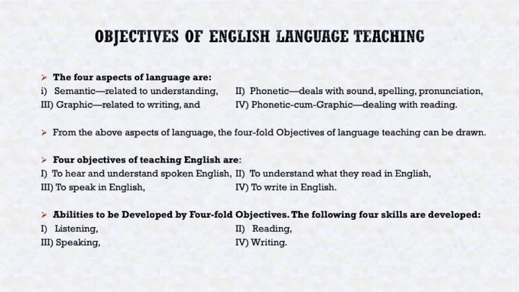So, on the basis of the fourfold objectives, the English teacher tries to develop abilities in the learner. Number 1, ability to understand English. Number 2, ability to read English. Number 3, ability to speak English. Number 4, ability to write English.